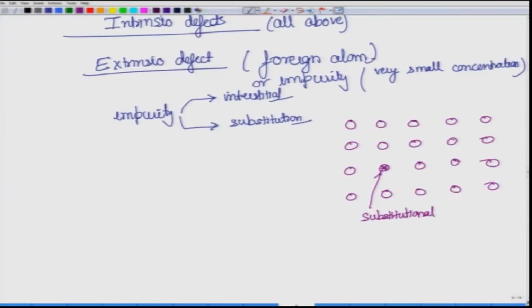What will be the other kind? Like we said, interstitial. So, for example, let us say this B atom, which is not the host atom, is sitting somewhere over here. This is not a lattice site. So, in this case it will be called an interstitial impurity. So, these are the two different kinds of defects that you can see when you have a foreign atom. It can either be in the interstitial site or in the substitutional site. So, let us look at some of the characteristics for interstitial.